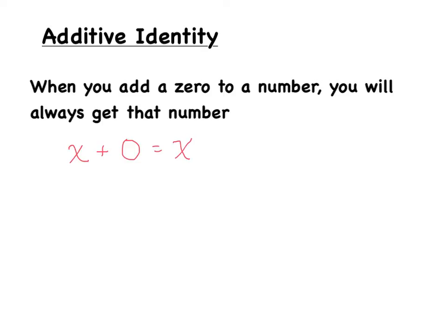Another way of just looking at it numerically, what is 4 plus 0? Of course, it's always going to be 4. Or 10 plus 0, always going to be 10.